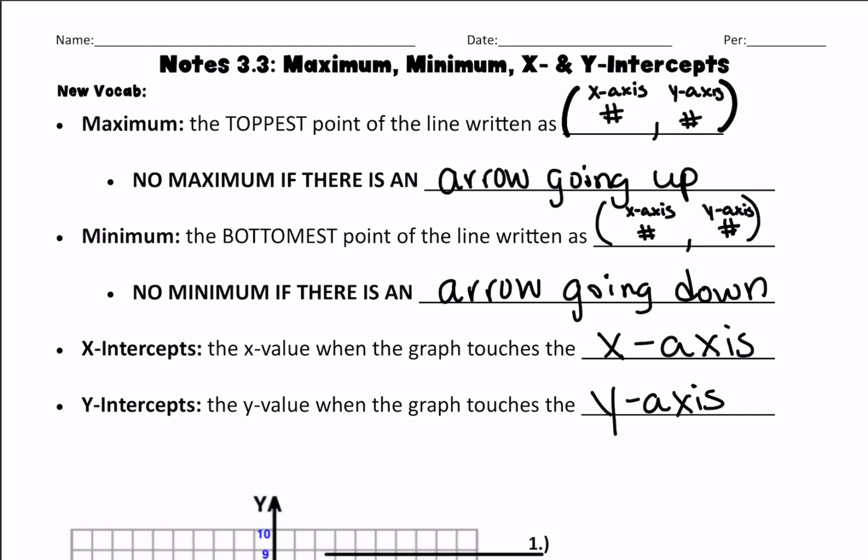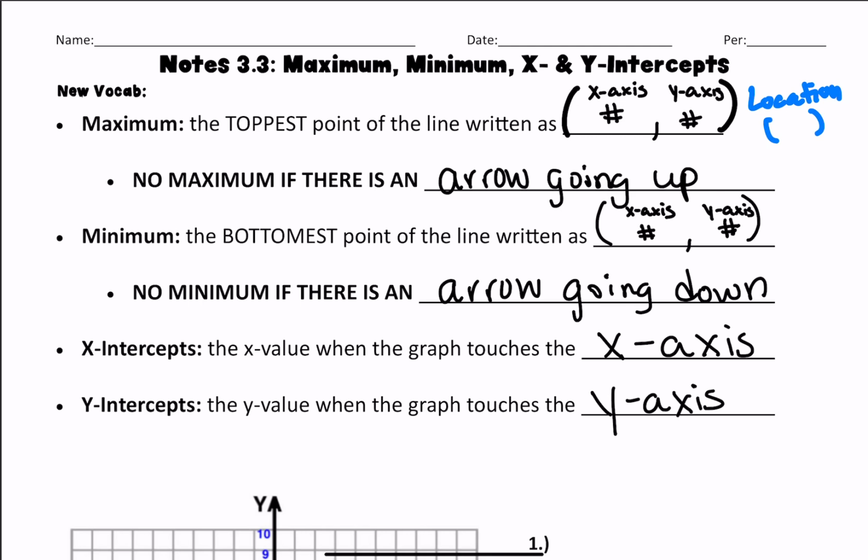Okay, so notes 3.3, we're talking about maximum, minimum, x and y intercepts. The maximum is the topmost point of the line, written as x-axis number, comma, y-axis number. This is called the location, so that's why we use the round brackets. There's no maximum if there's an arrow going up.